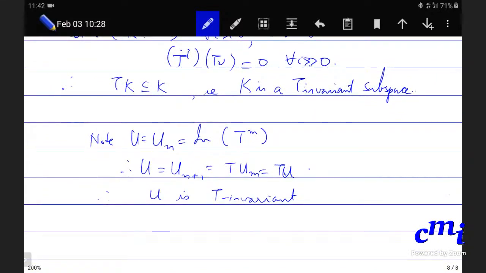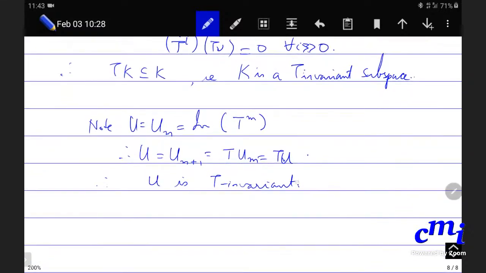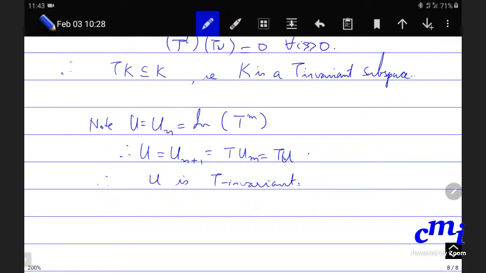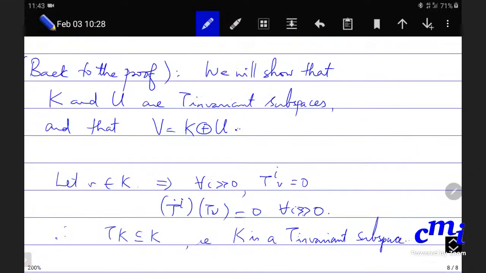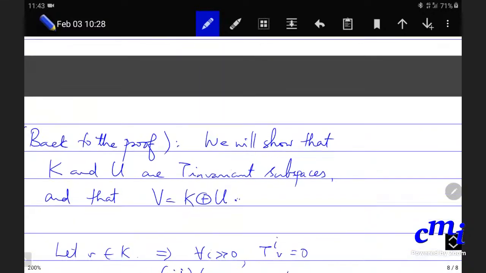So we just have to check that we can prove this for K, that V is a direct sum. I think I'll stop after that, because we need to also look at what happens to T restricted to U and T restricted to K, but that will go over time. So we'll just stop by showing this, and then we'll pick up from here in the next lecture.